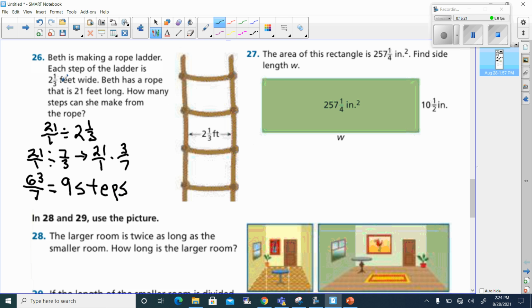This was a good example of not just taking the first number given to you and dividing it by the second one, but reading into the problem to find out how you have to set up your equation.